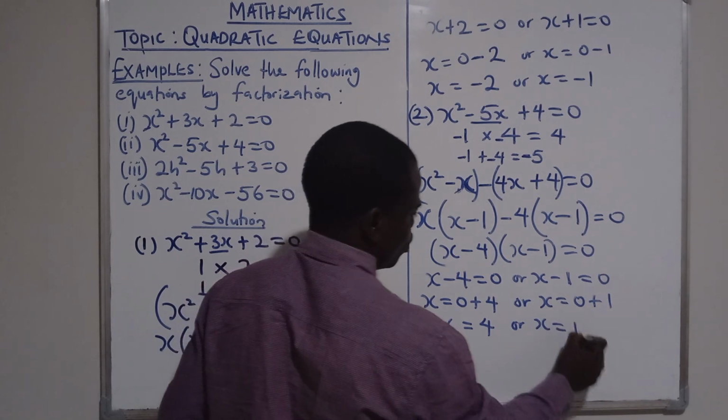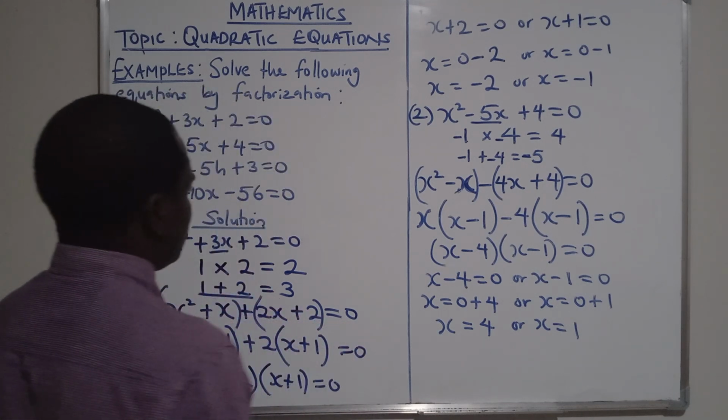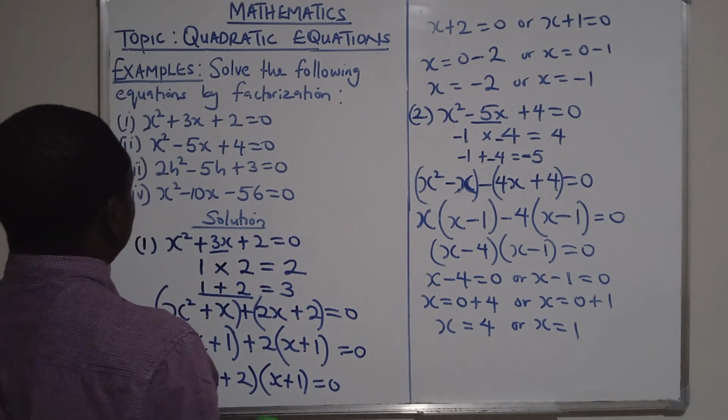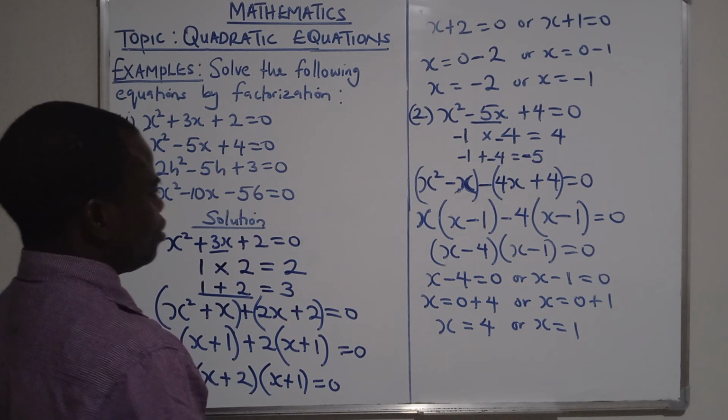Or x equals 1. Now let's see the other question, which is 2h squared minus 5h plus 3 equals 0.